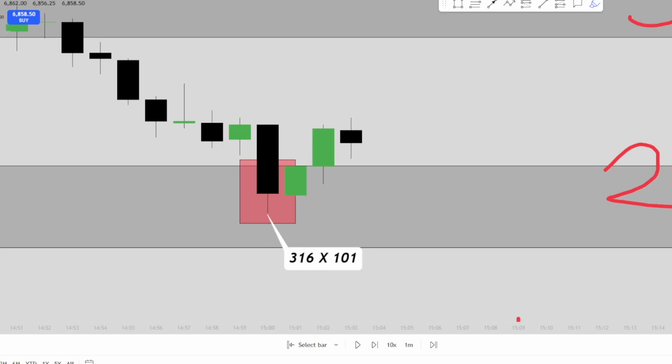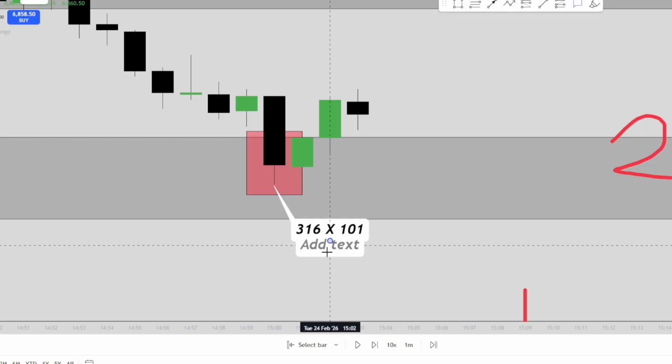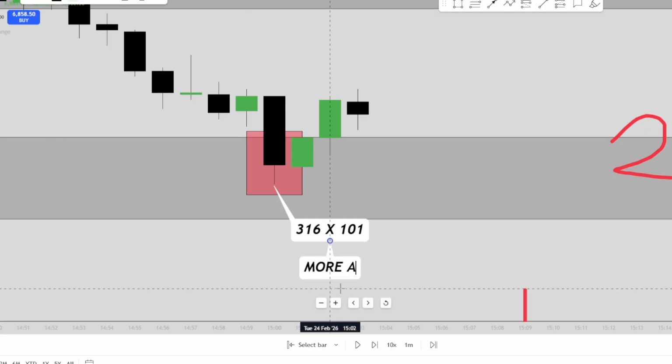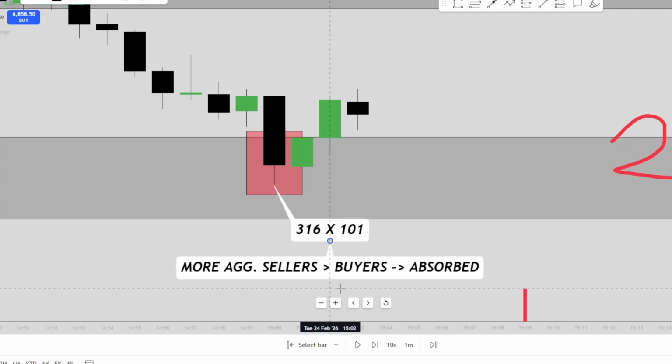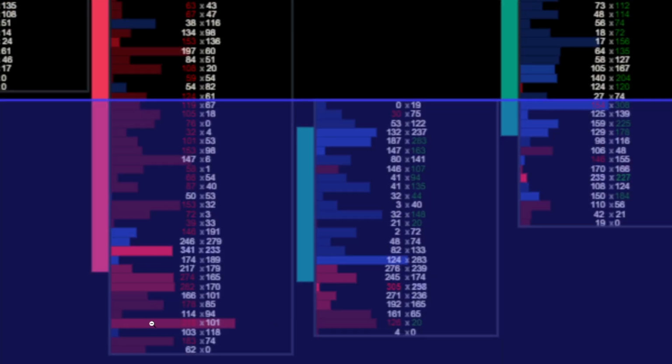Well, it's a demand zone, because there are actually more aggressive sellers than buyers. What this means in this case is that the aggressive sellers were absorbed. And this is what I mean by absorption. This is the absorption process: price comes into your level, price breaks above your level, despite there being a lot more aggressive sellers than buyers. We see that throughout the entire candle. We see all the aggressive sellers here, but they don't get rewarded.